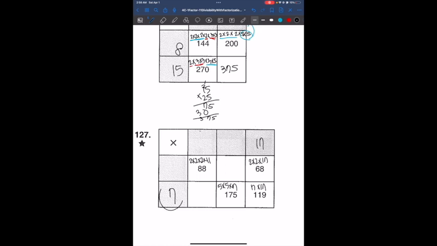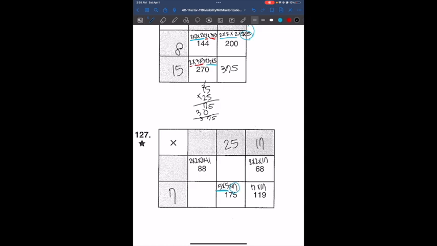And then we know that this box times this box has to give us 175. And so the remaining 5 times 5, excluding the 7, is going to be in this box. So this box is going to be 5 times 5, which is 25.